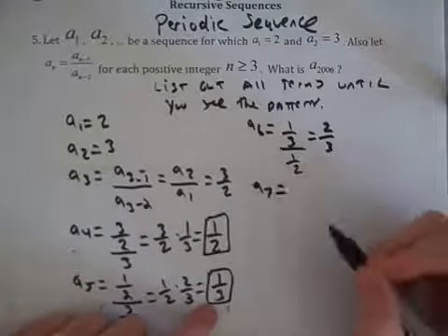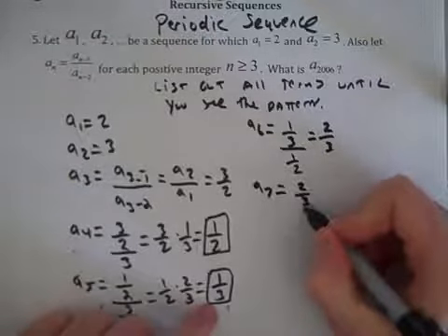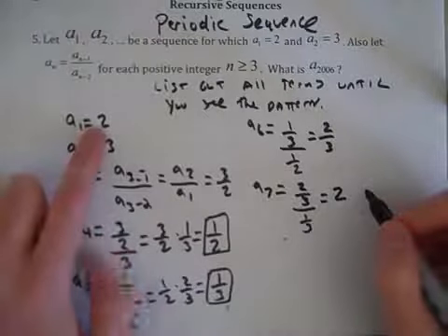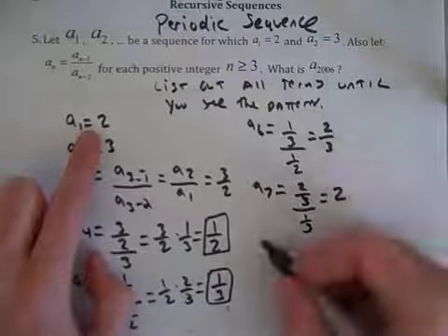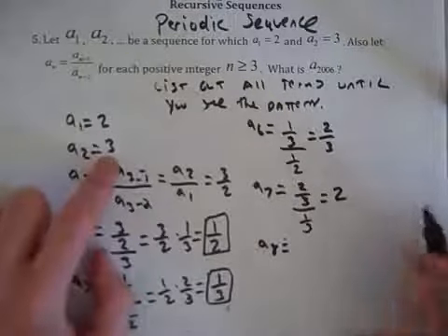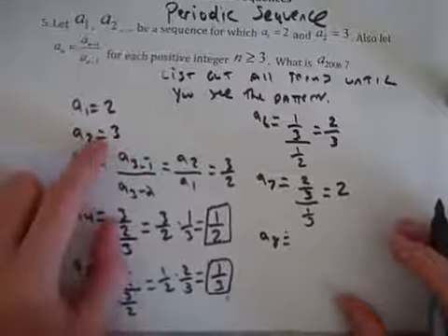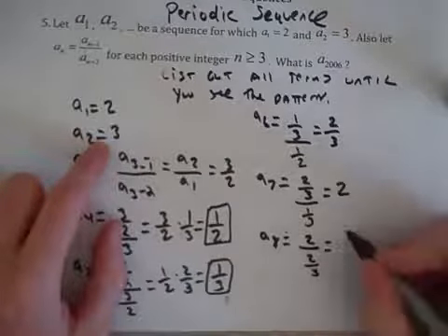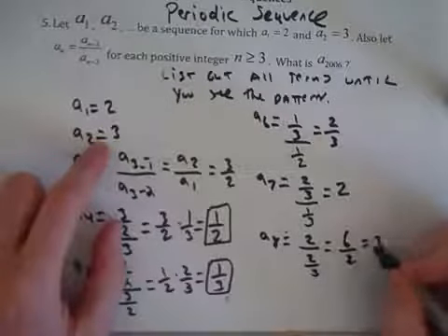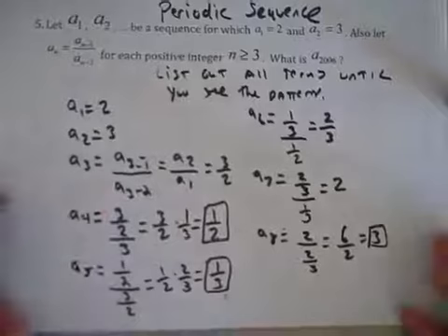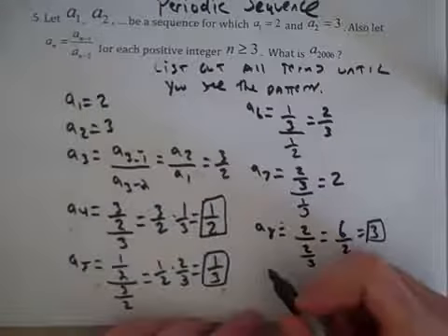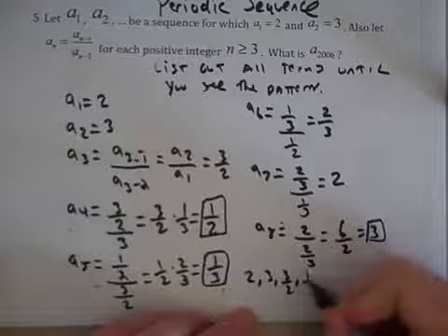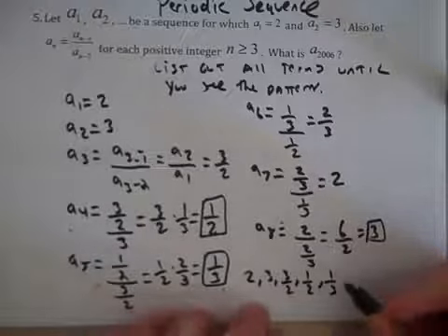Let's find a sub 7. That's 2, so maybe I've repeated. It's possible that the period is 6, but let's find the 8th term. If the 8th term is 3, we're pretty confident the pattern has repeated. So 2 over 2/3. That's 6 over 2, which is 3. Perfect.